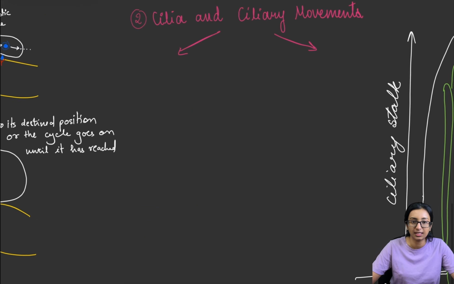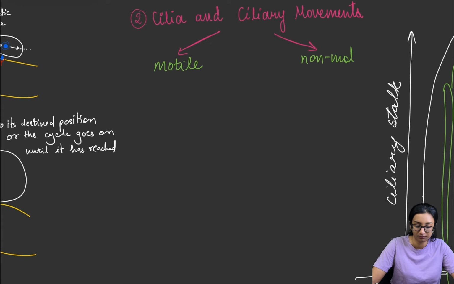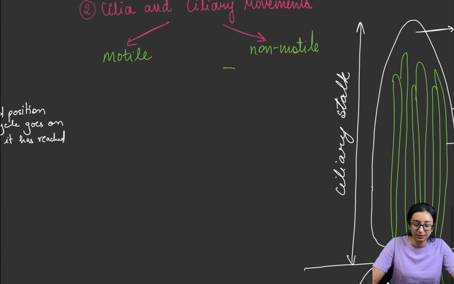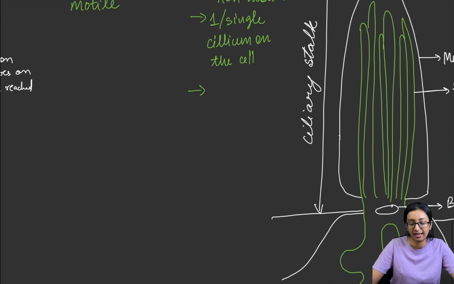The next is the cilia and the ciliary movement. It is divided into two, that is motile and non-motile. First, we will discuss the non-motile. As the name suggests, it cannot move, and these are present as a single cilium on the cell. Although they do not move, they have a function as a sensory antenna.